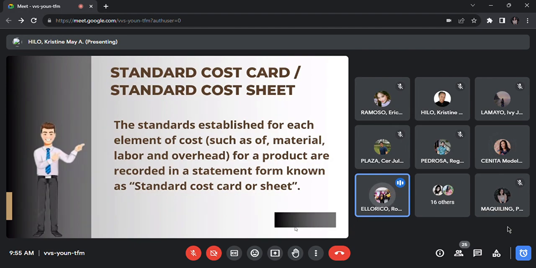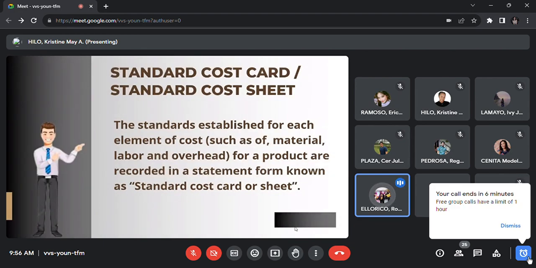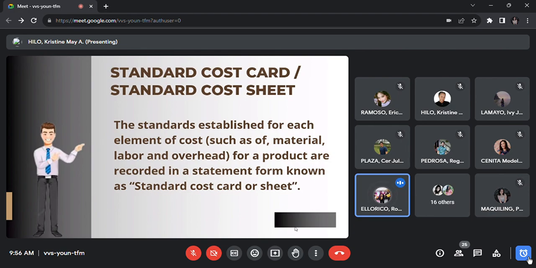The standards established for each element of cost, such as material, labor, and overhead for a product, are recorded in a statement form known as a standard cost card. So again, the standard cost card is a document that summarizes the direct material, direct labor, and overhead standard quantities and prices needed to complete one unit of product.